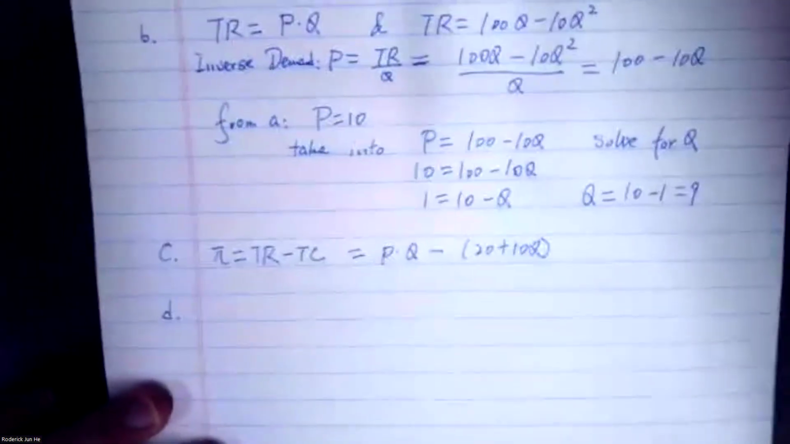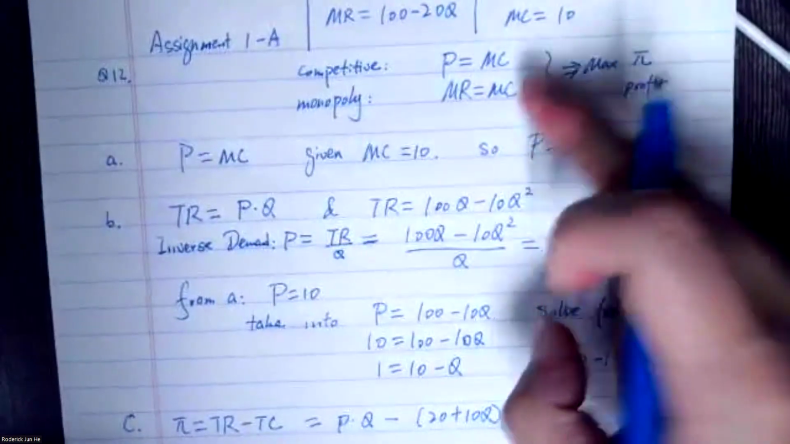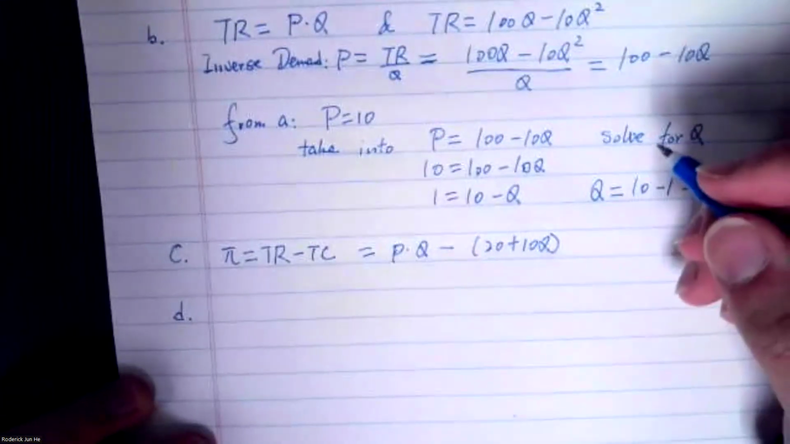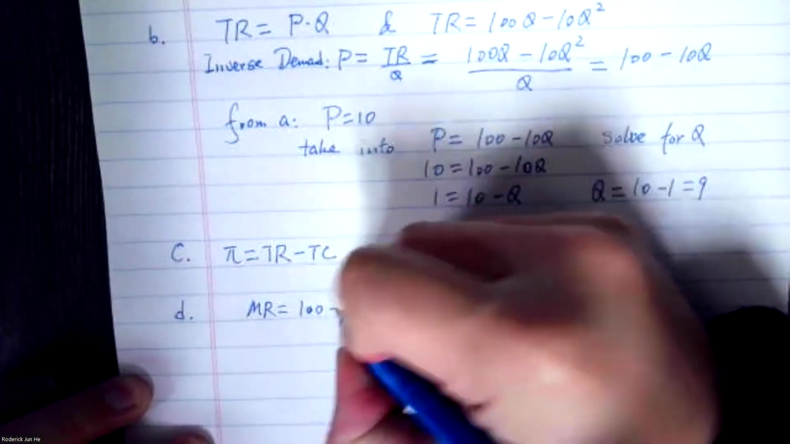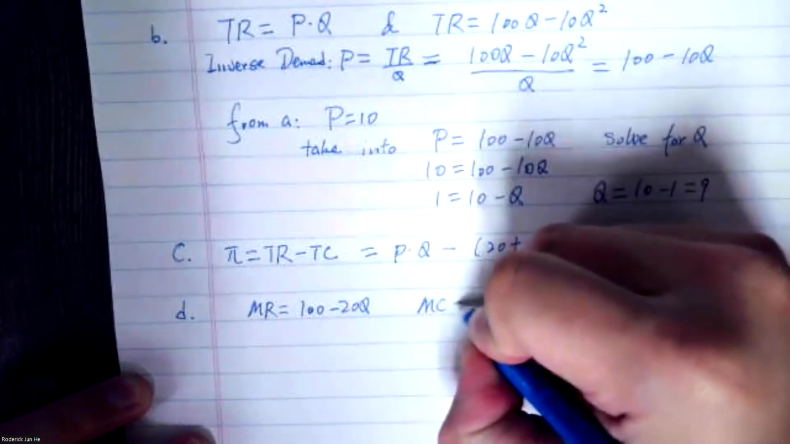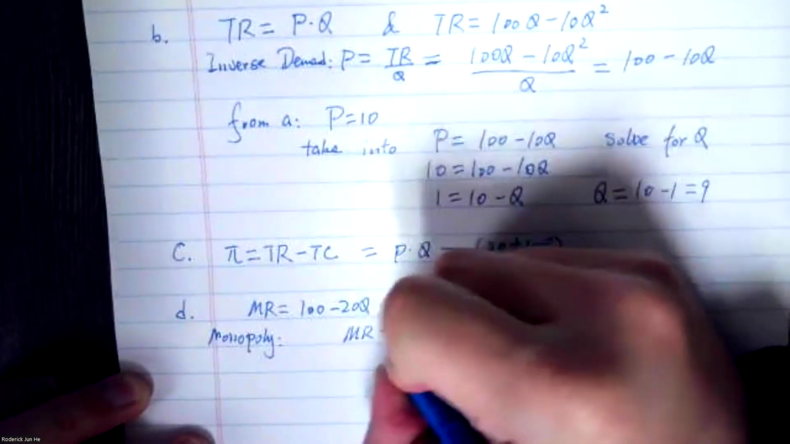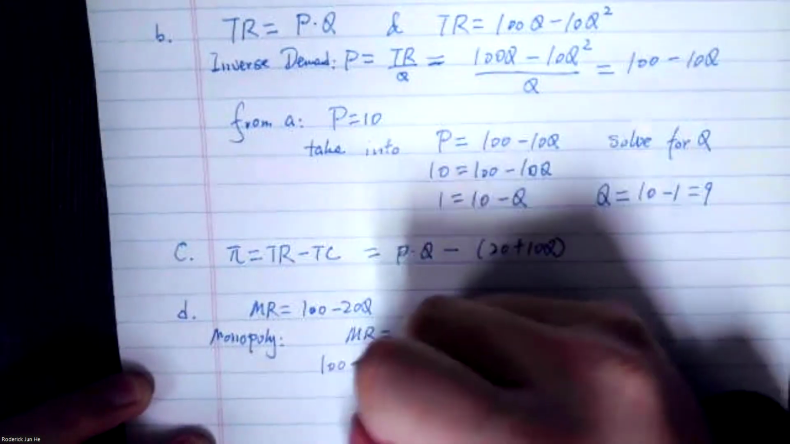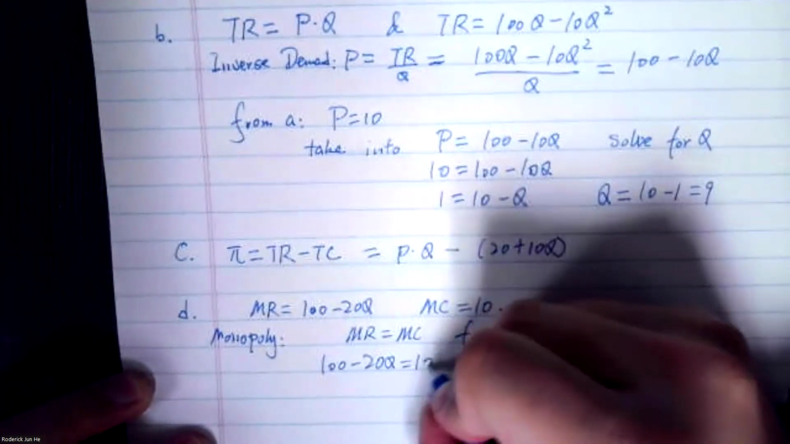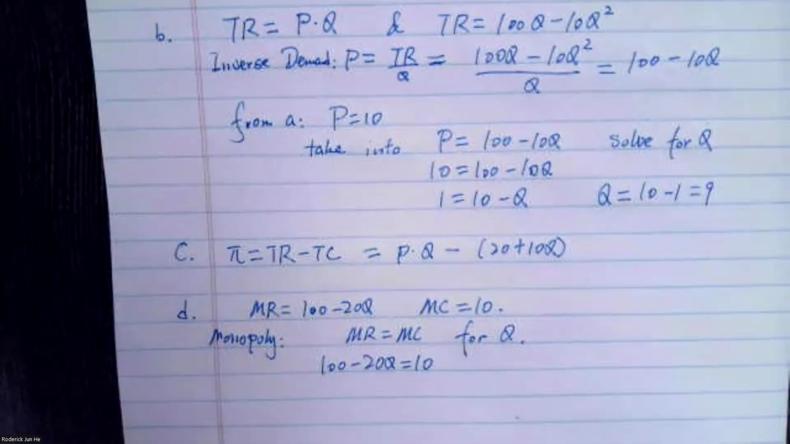So for monopoly, it is again to solve a univariate equation, right? So here marginal revenue is 100 minus 20Q, marginal cost is 10, and for monopoly, we're going to solve marginal revenue equals marginal cost for Q, which is 100 minus 20Q equals 10, and we're solving for this. Okay.